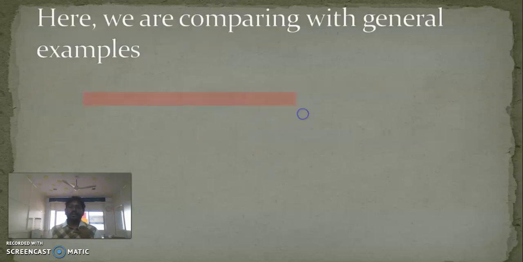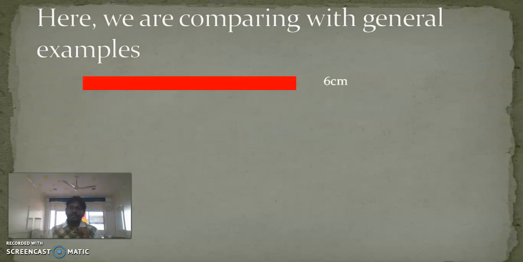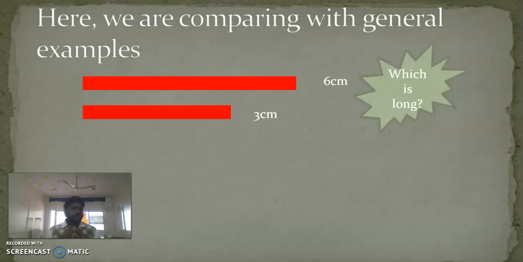Here, as a general example, we take a rectangular bar of some length, 6 centimeters, and another rectangular bar of 3 centimeters. Now analyze these two bars in your mind. You will get that one is large, one is small. The question I am going to ask is: which is long? Obviously your answer is the 6 centimeter bar is long. So this is visualization. We can easily say which one is big.